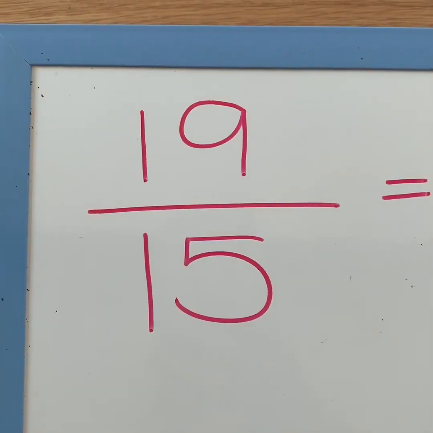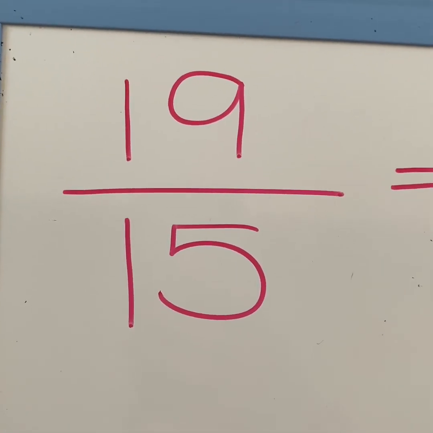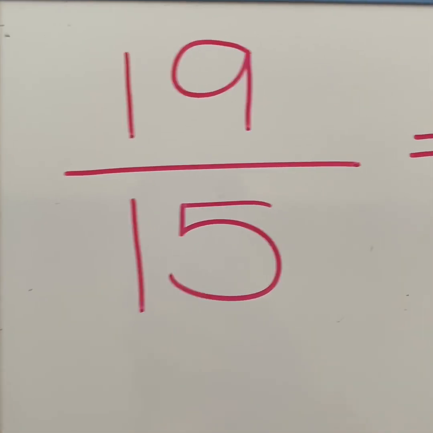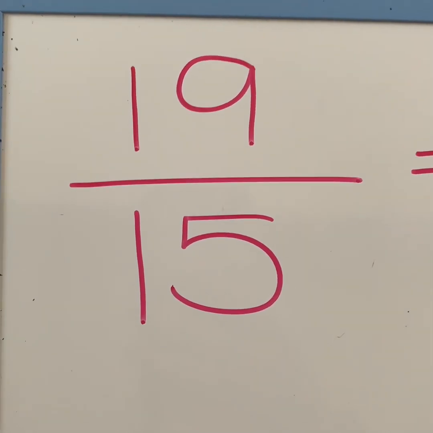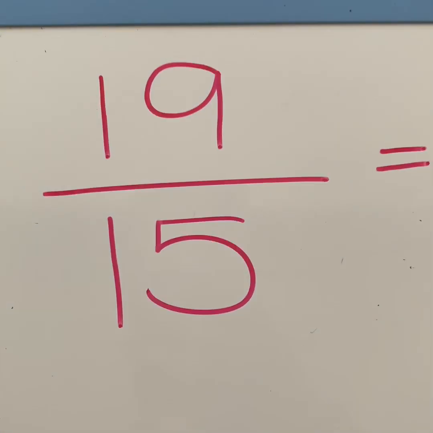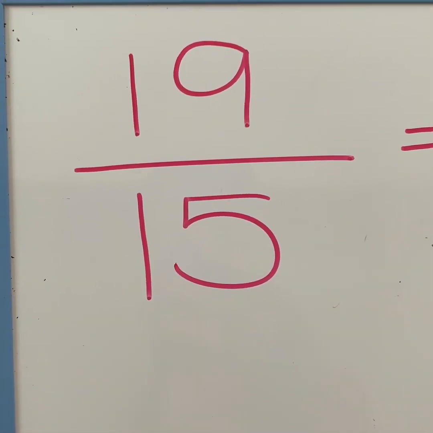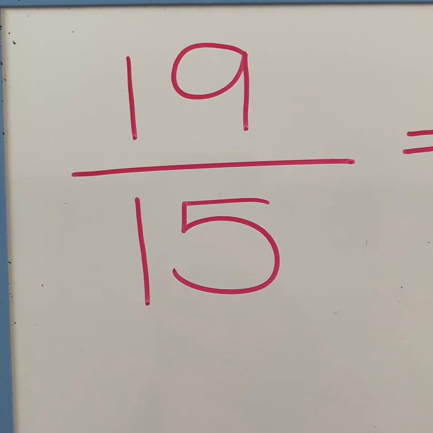Okay, so now we've successfully added our fractions together, but we need to make sure that our fraction is a mixed number, not an improper fraction. So let's try that. Because our top number is larger than our bottom number, this means it's an improper fraction or a top-heavy fraction. So we now need to convert this into a mixed number. A mixed number tells us how many wholes we have and how many are remaining in a fraction.